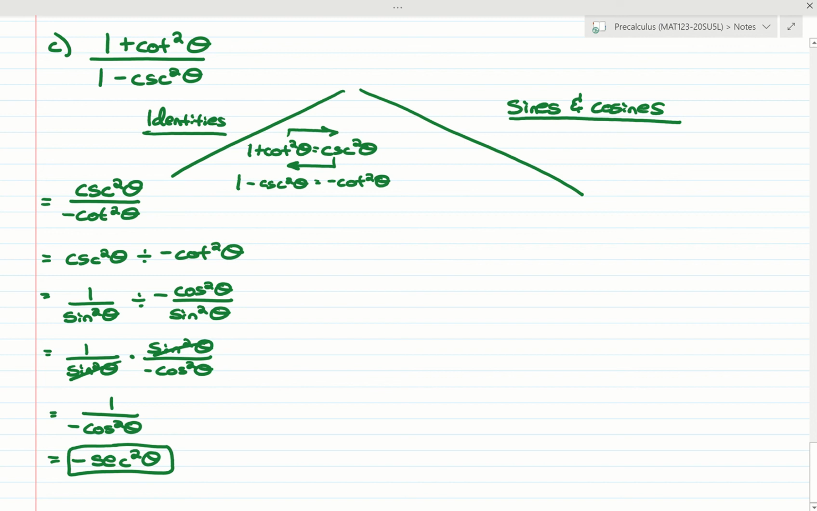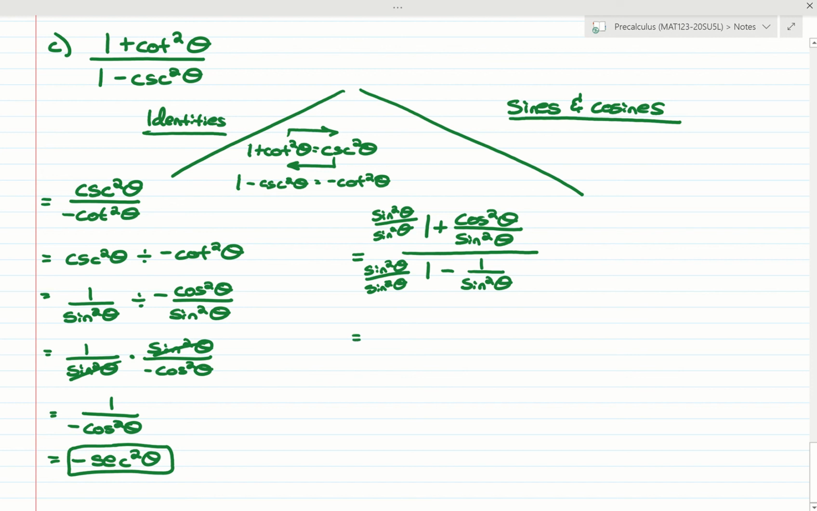So using sines and cosines, the numerator is 1 plus cosine squared of theta over sine squared of theta. The denominator is 1 minus 1 over sine squared of theta. So we convert it to sines and cosines. Well, we have fractions on top and bottom, so we are going to have to get a common denominator. Common denominator in the numerator is sine squared, so I'll multiply the 1 by sine squared of theta over sine squared of theta. I'll do the same thing in the denominator.